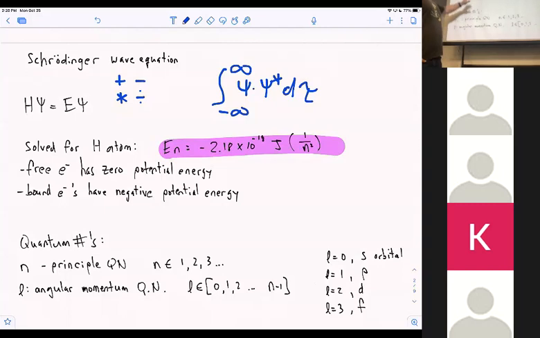And the Schrodinger wave equation is H psi equals E psi. H is known as the Hamiltonian operator.